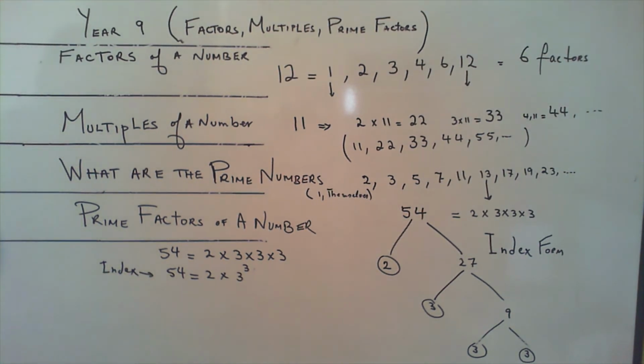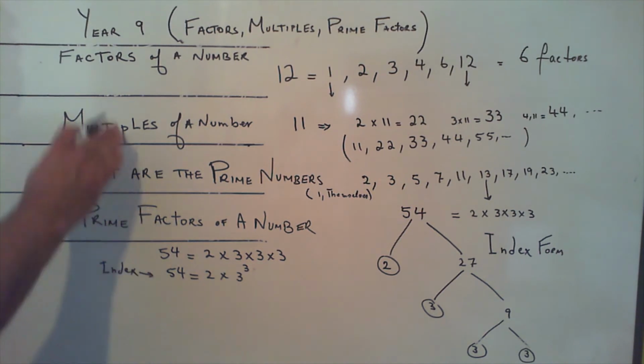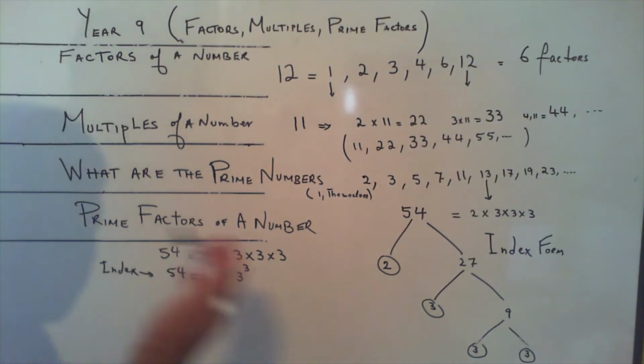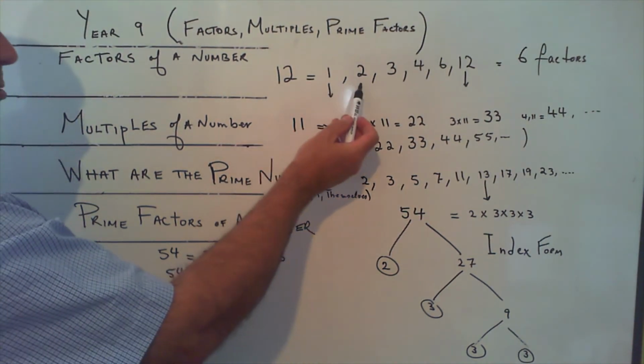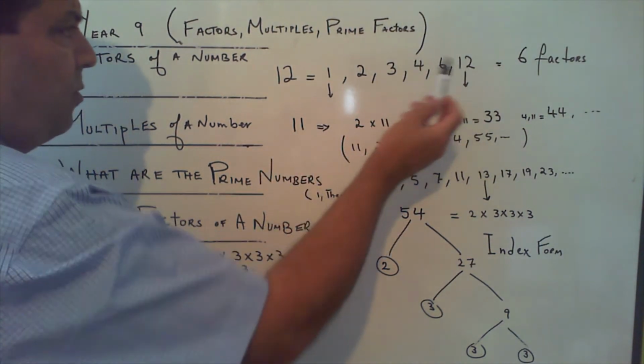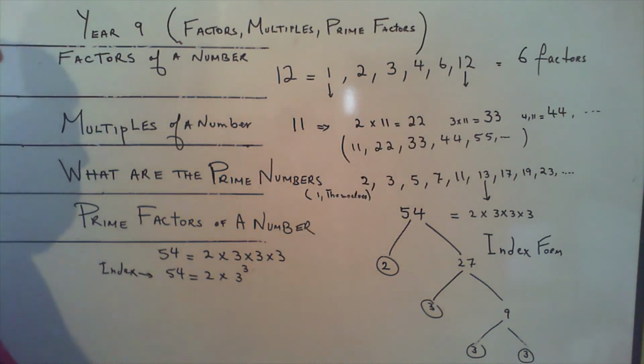All right. So we just recap on what we've learned today. These factors, multiples, and prime factors are very important, and the questions obviously will come in year 9, but also could well come in year 10 and 11 as well. We talk about factors of a number: all the numbers that a number can be divided by. A number like 12 can be divided by 1, 2, 3, 4, 6, and 12. So we list the factors of number 12.